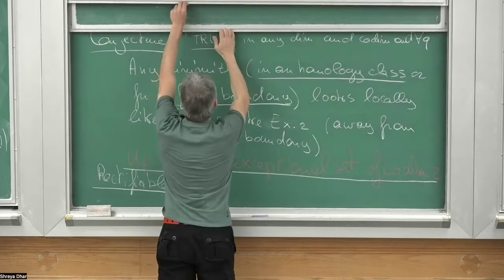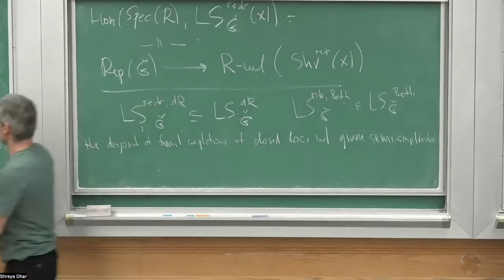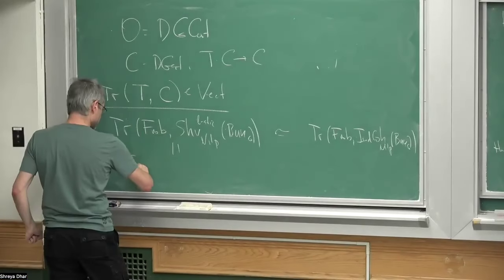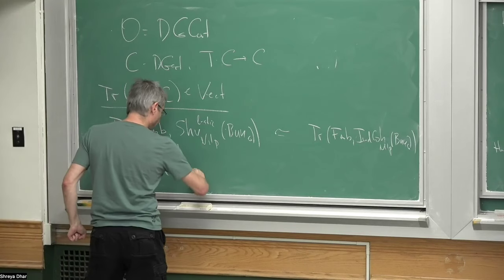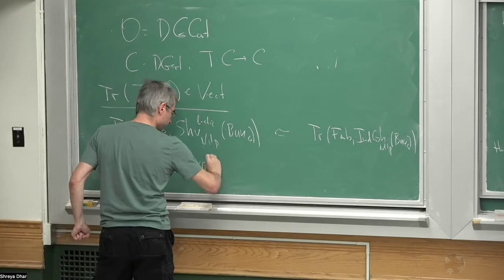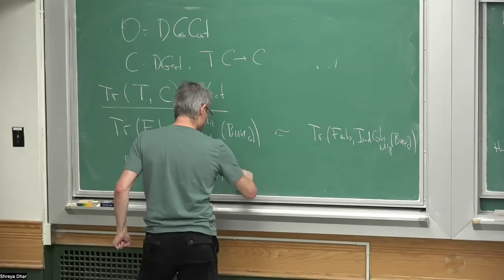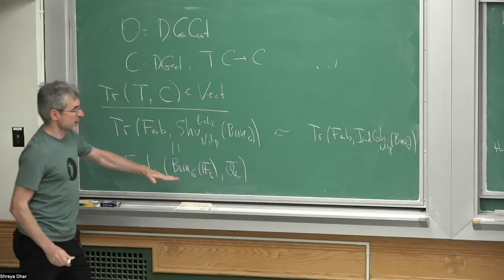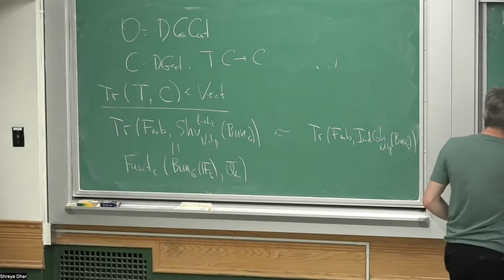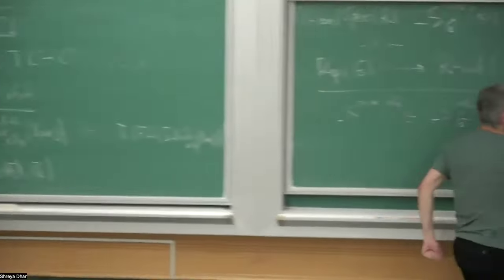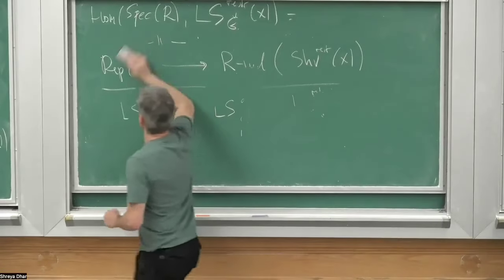So right here, as I just wrote, it's the space of compactly supported functions on Bun_G(F_q) with values in Q_l bar, aka the space of unramified automorphic functions. Now let's deal with the right-hand side.